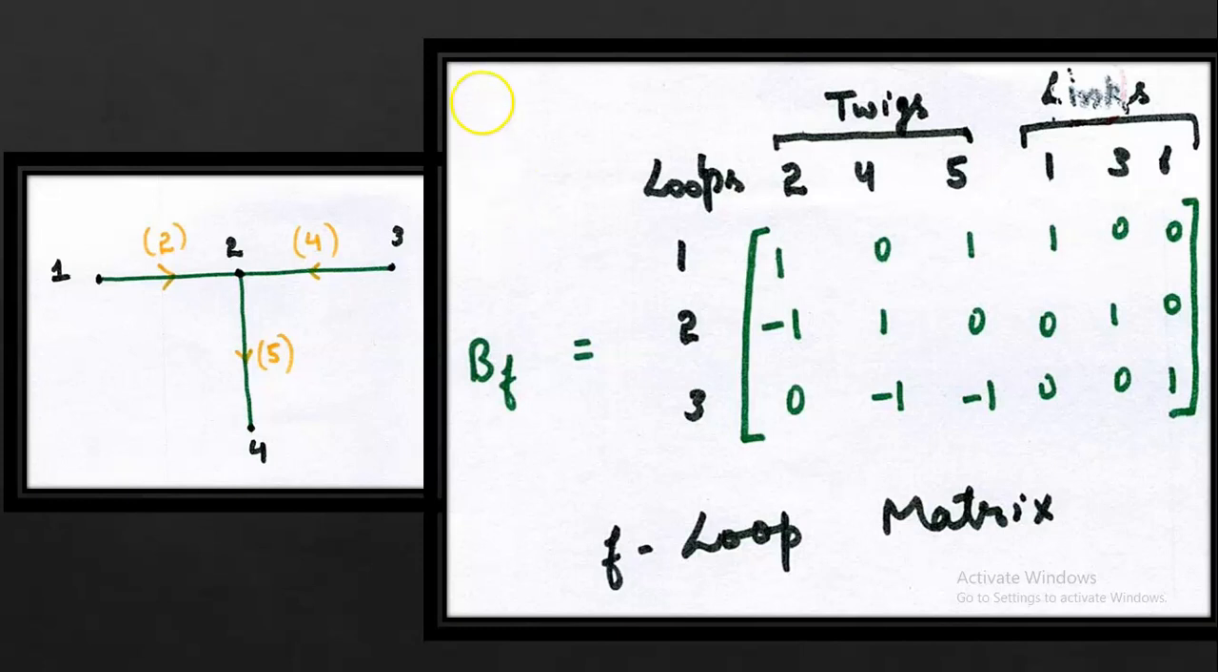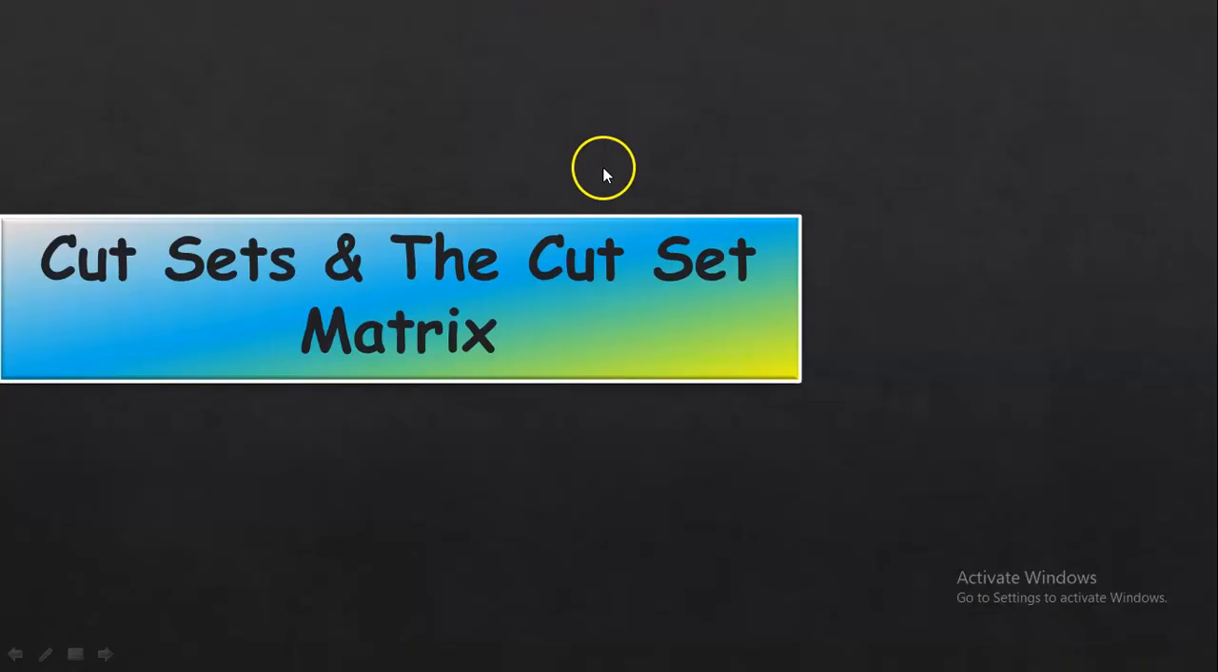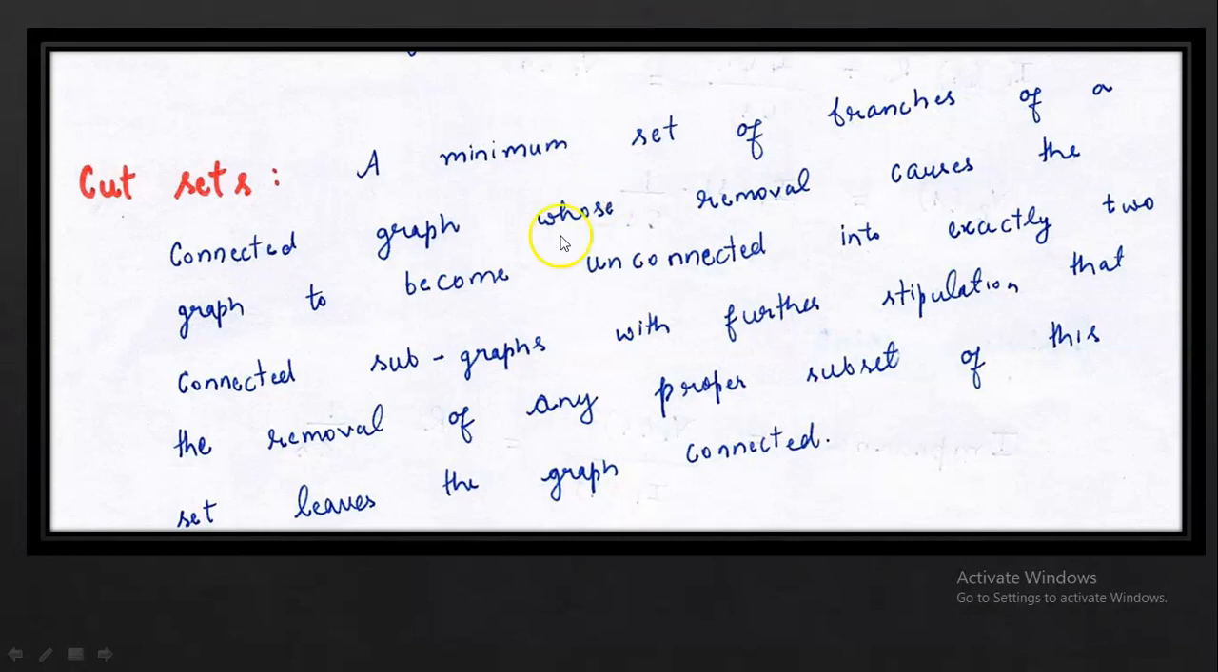Now we move on to cut sets and the cut set matrix. Now the cut set is a minimum set of branches of a connected graph whose removal causes the graph to become unconnected into exactly two connected subgraphs. It means it divides a graph into two subgraphs, with the further stipulation that the removal of any proper subset of this set leaves the graph connected. With this condition, if any proper subset of this set is removed, then the graph will remain connected.